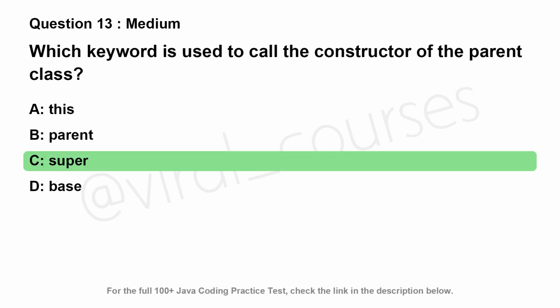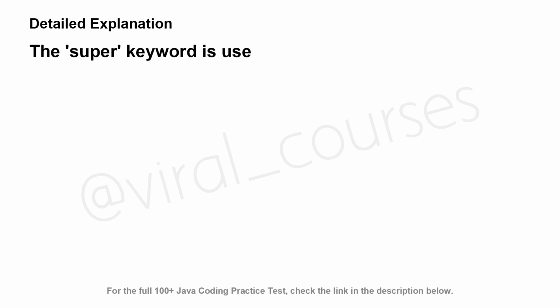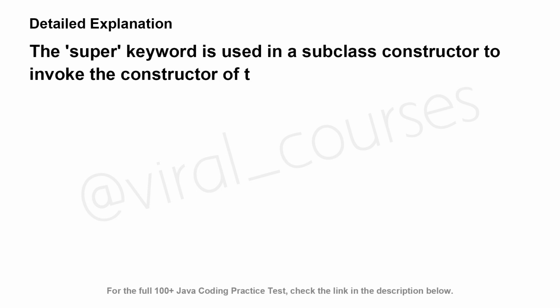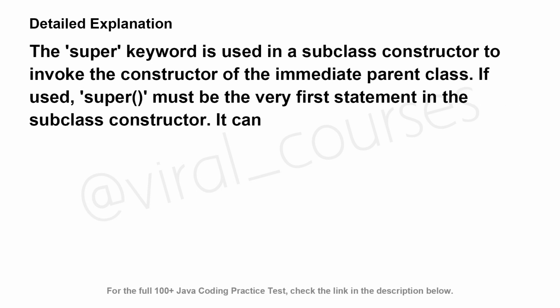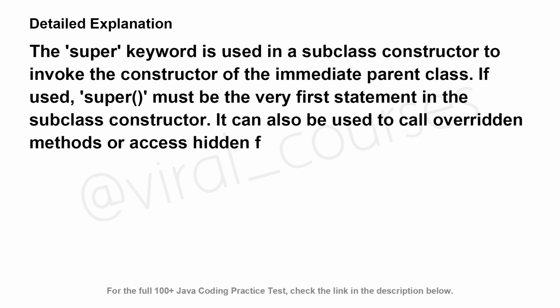The correct answer is C. The super keyword is used in a subclass constructor to invoke the constructor of the immediate parent class. If used, super must be the very first statement in the subclass constructor. It can also be used to call overridden methods or access hidden fields of the parent class.